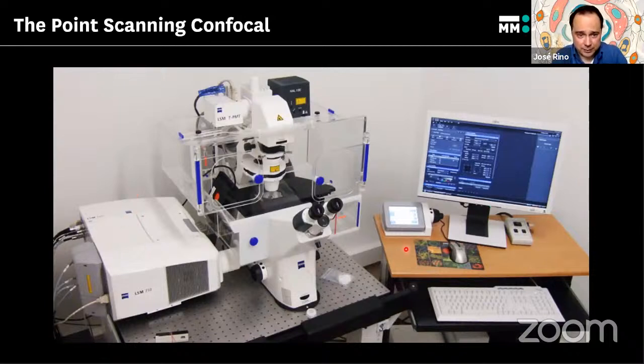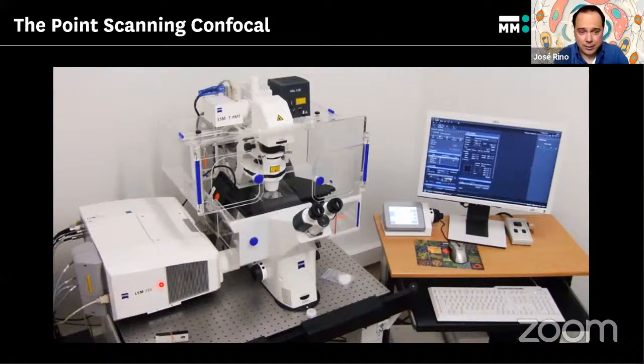This one is already 5-6 years old. This is a Zeiss LSM 710 that we have at the IMM, just to show you how it looks. So this is a microscope body. This one has a large cage incubator in it for live cell imaging. This is the confocal part of it. So this is the scanning head of the confocal.